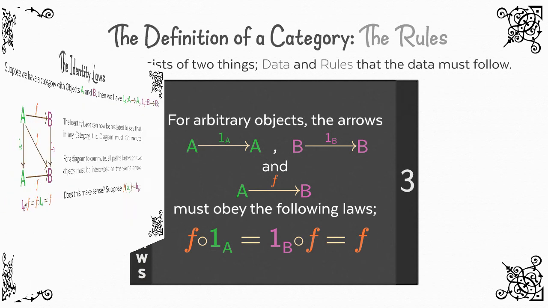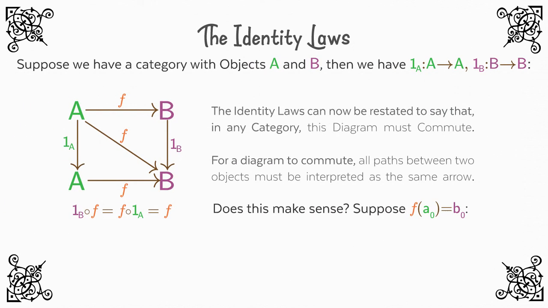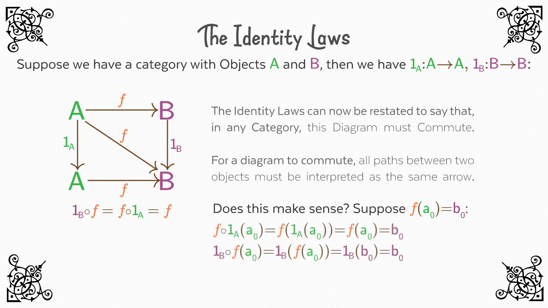Well, does this make sense? Let's suppose that f of a0 equals b0. So f following 1_A of a0 is equal to f of a0, which is equal to b0. And 1_B following f of a0 is equal to 1_B of b0, which is equal to b0. So it makes sense.